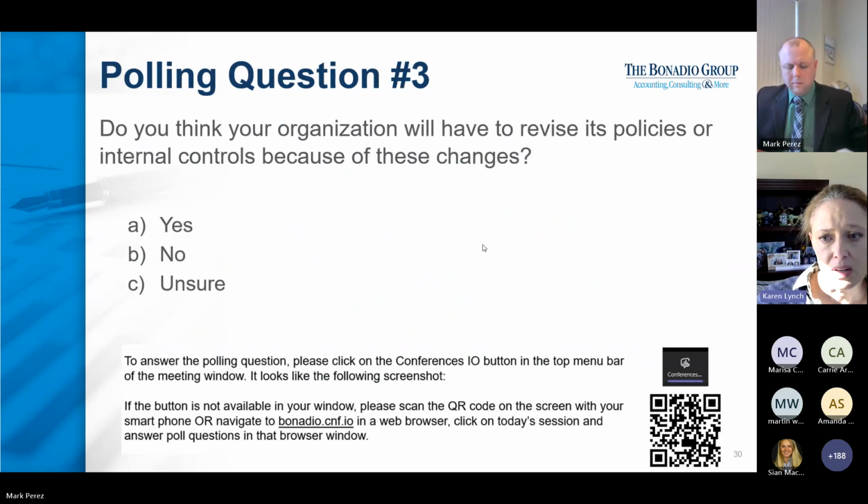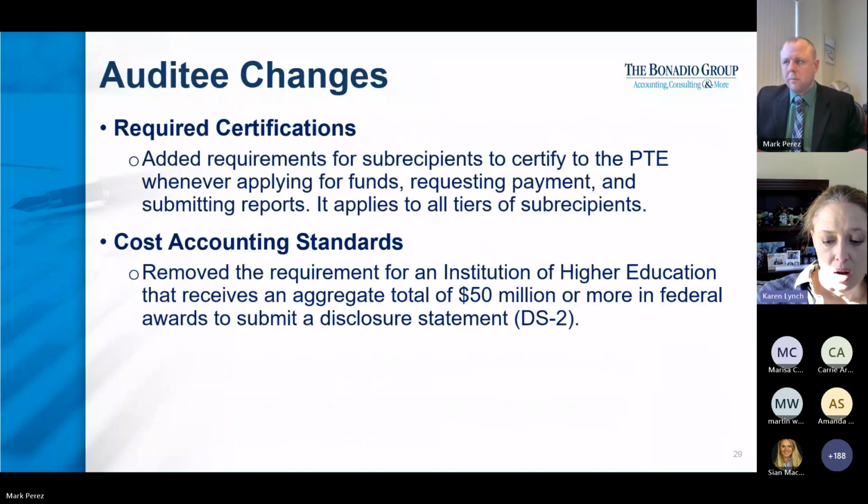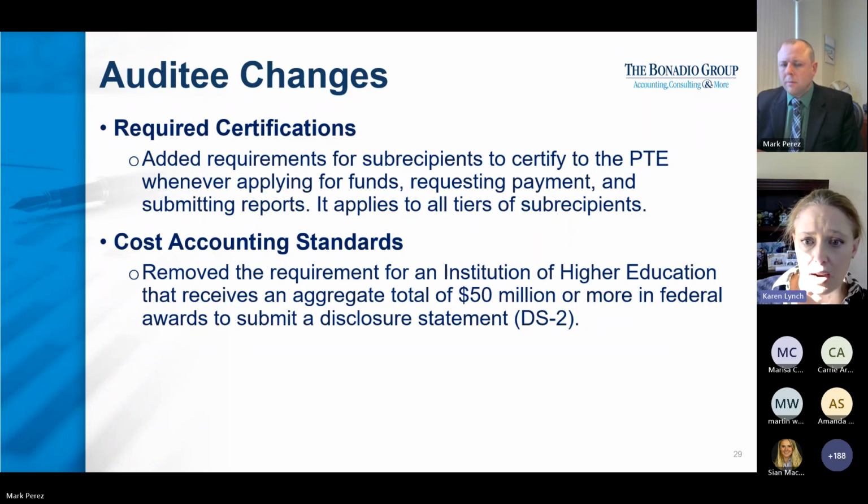And then this last one is very specific. Oh, sorry, Mark, to the Institutes of Higher Education. Previously, they were required to submit this disclosure statement that has been removed. So I know a lot of higher education schools would always have to do this. You typically receive more than 50 million, depending on the amount of student financial assistance that is provided. So this disclosure statement does go away starting October 2024. So that's another great burden off of the higher education recipients.